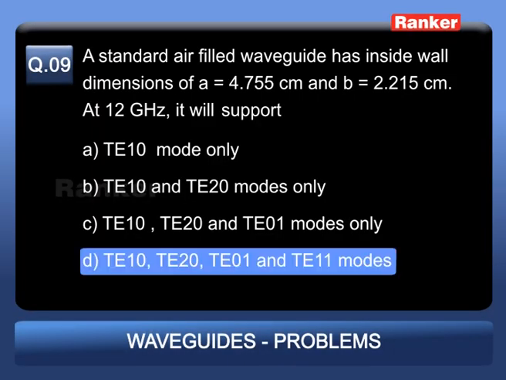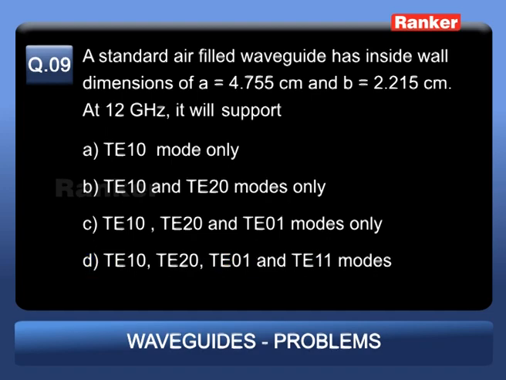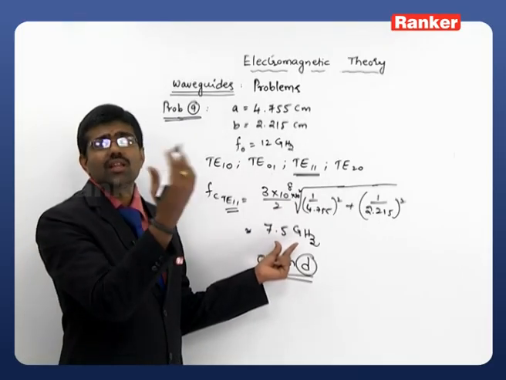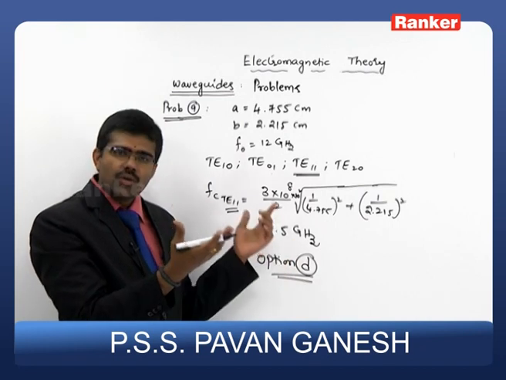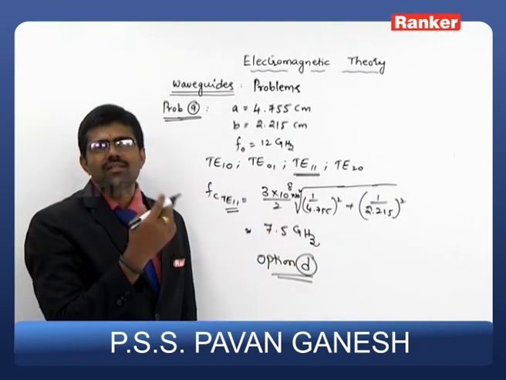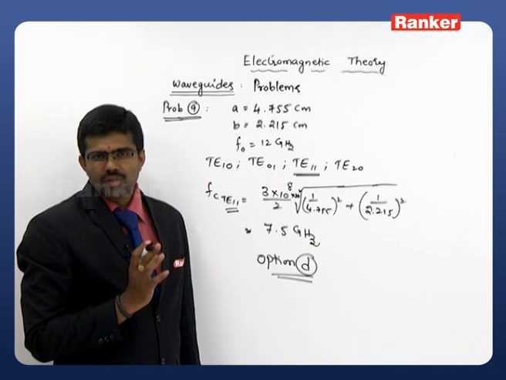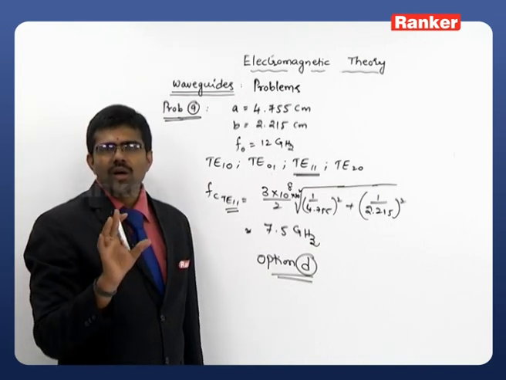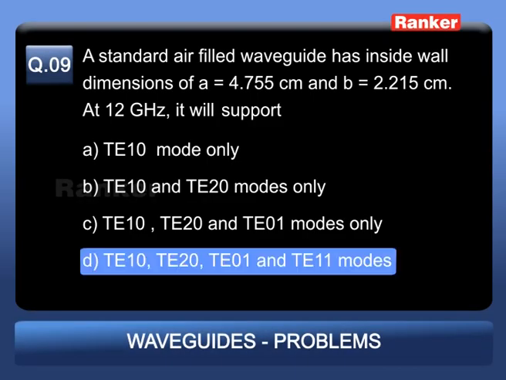This is a simple technique. If you fail to get this, if this frequency is less than that one, then what you are supposed to do? You have to calculate the individual cutoff frequencies and examine which one will exist. Okay, so in this one all the modes will exist. So option D is the correct answer.